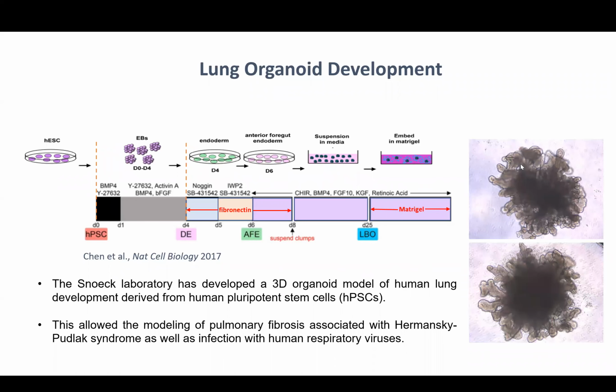And on the right here, we can see images representing that. This approach allows us to obtain progenitors that express markers of alveolar and airway epithelial cells, a majority of which can be identified as alveolar type 2 cells. The Snoke Lab has developed these 3D organoids as a model of Hermansky-Pudlak syndrome, as well as human respiratory viruses.